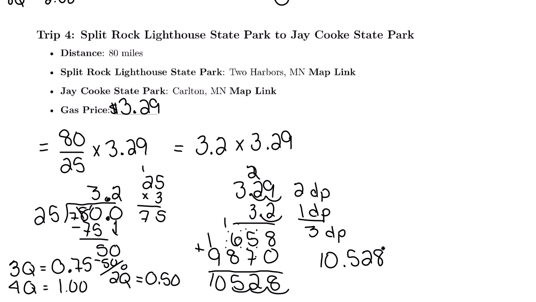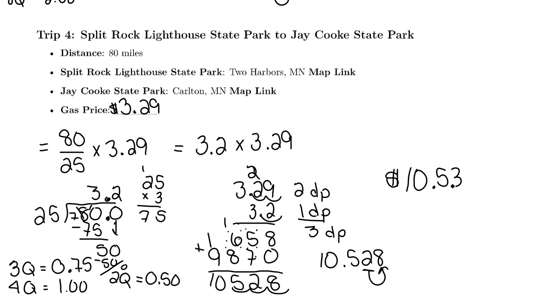Now remember, we're talking money, so we're only going to go to the hundredths place. So let's see if we have to round. I underline the hundredths place. I look to the number next door. Since 8 is 5 or larger, I have to add 1 to my underlined spot. That means it's going to take $10.53 approximately for the gas between Split Rock Lighthouse State Park and Jay Cook State Park.